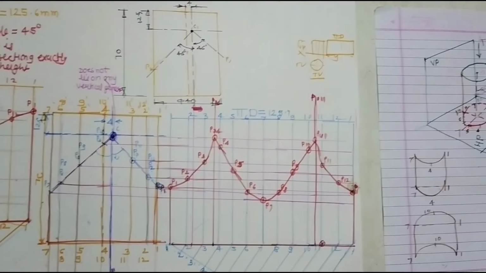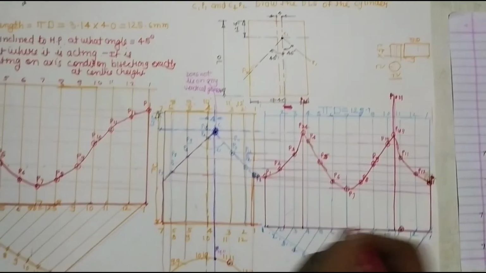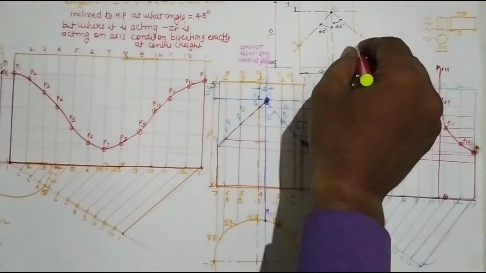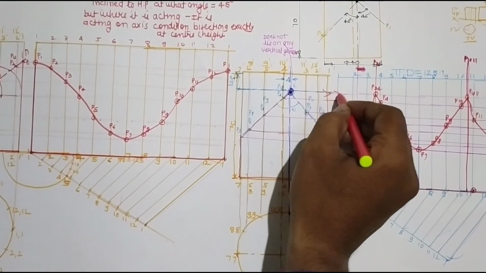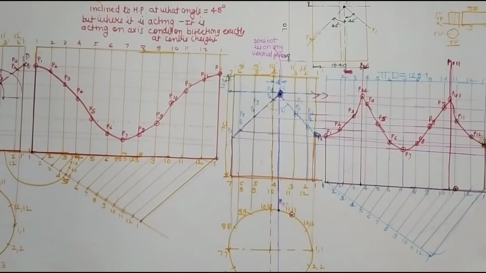How to transfer in the top view? Again we have to transfer the length in the blank, that is the development. Draw the vertical line, name it and transfer that point. This is the important factor in this problem.